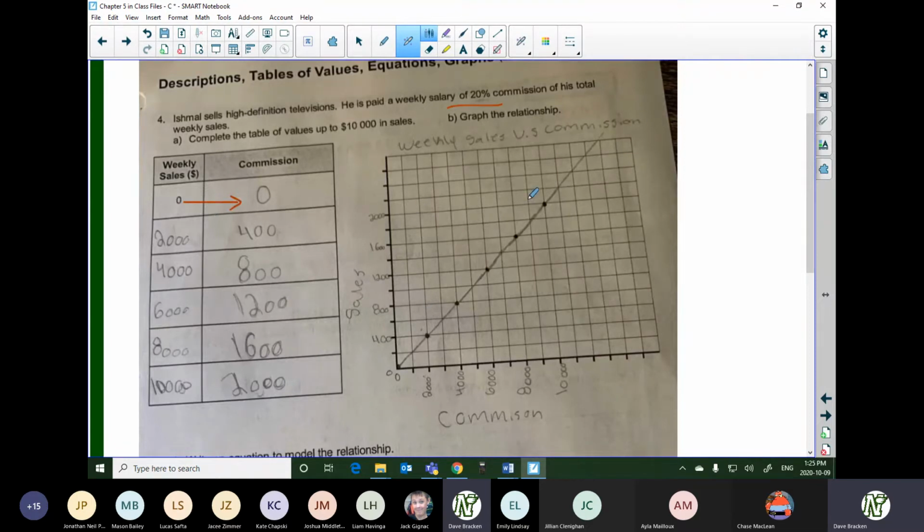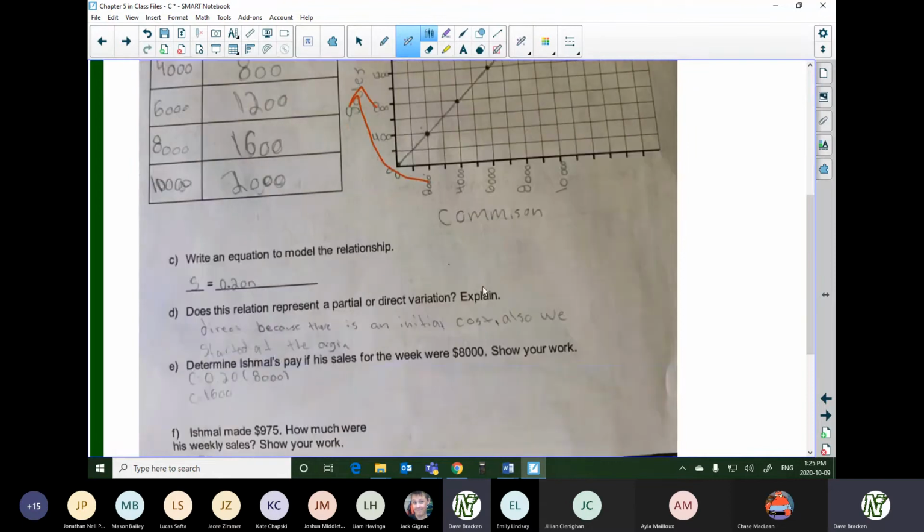Direct variation. So sales on the bottom. Okay, I didn't notice this, but sales should be on the bottom, commission should be on the side. So the person that did this, just make sure you make that correction. The scales will flip-flop, the graph will be the same.